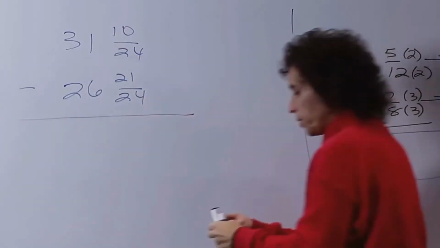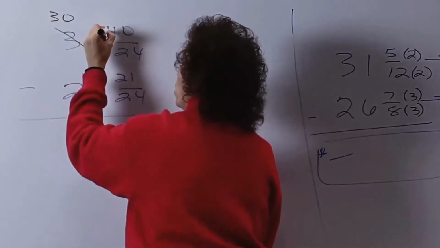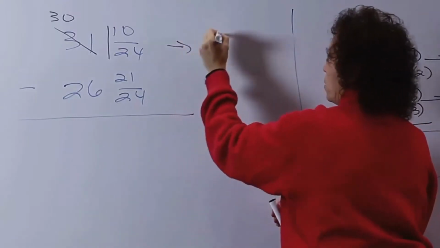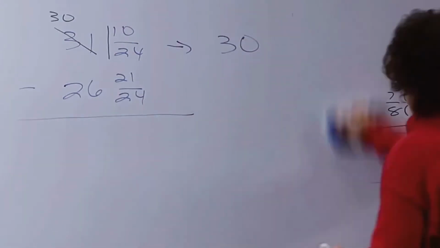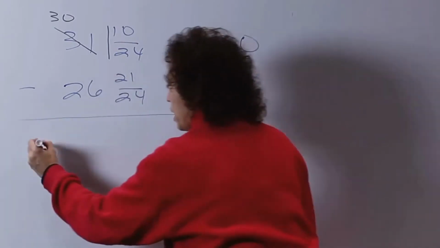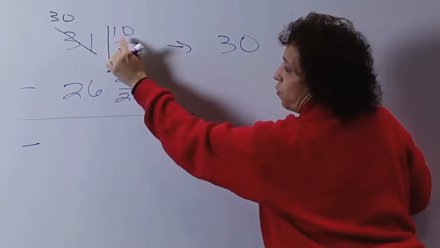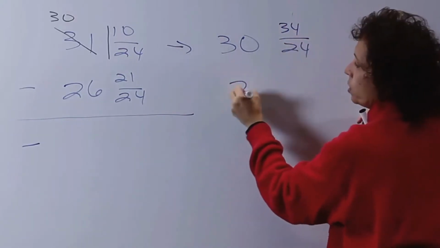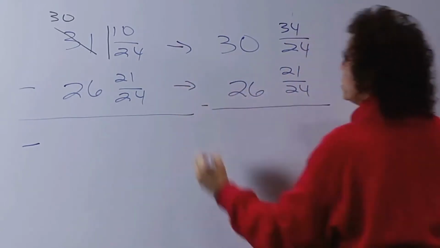Okay, I feel the borrow coming on. Here we go. Ready? I'm going to take 1 away from 31 and get 30. Put the 1 right here. Really big. Here we go. This is 30. Remember, our answer is negative because I owed more than I had. Okay. And that's 24 times 1 is 24 plus 10 is 34/24. And this is 26 and 21/24. Right? And we are subtracting.